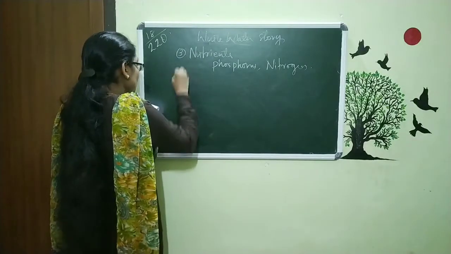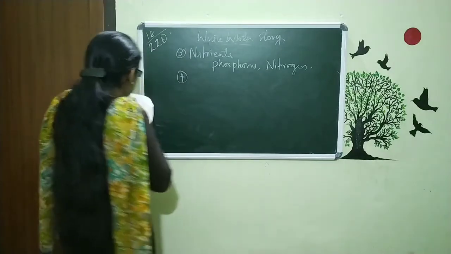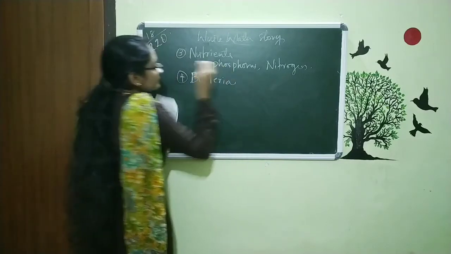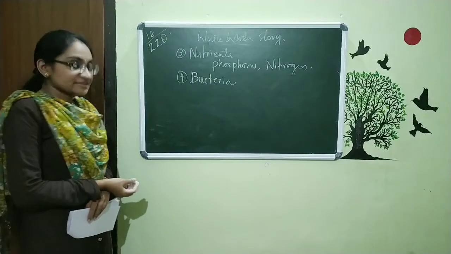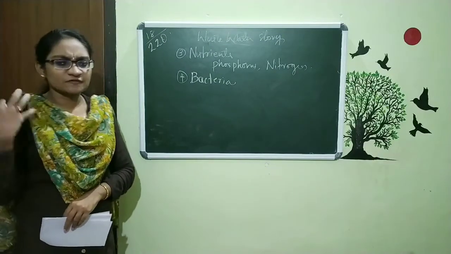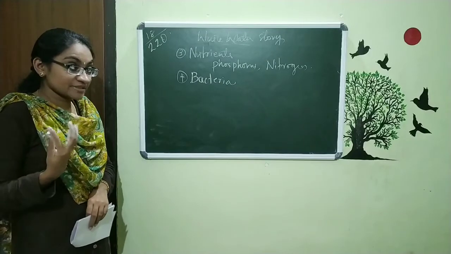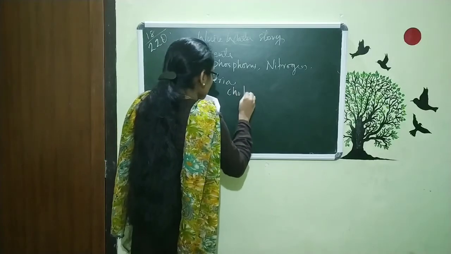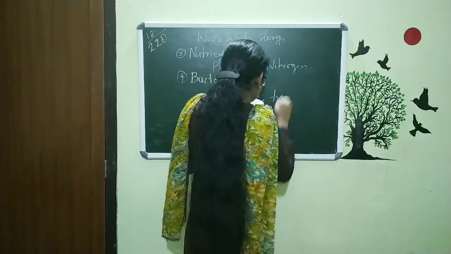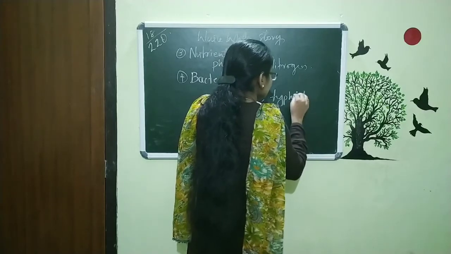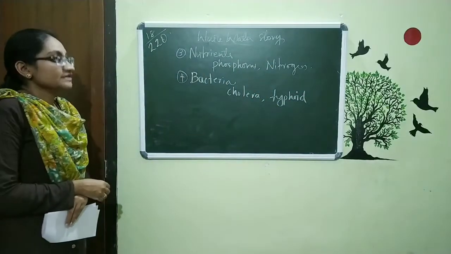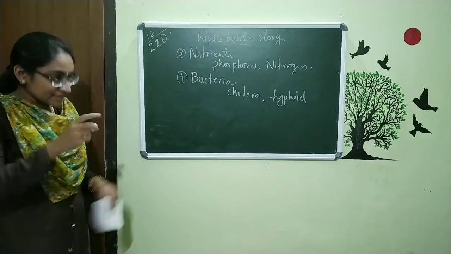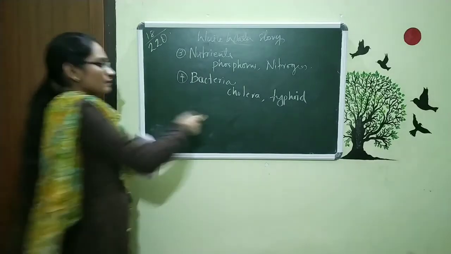Now the fourth type is bacteria. Some sort of bacteria are present in our water and that may lead to some sort of diseases. Which type of diseases? You may study it in biology and all. The diseases are these: cholera, typhoid, etc. So bacteria present in water will lead to diseases like cholera, typhoid, etc.